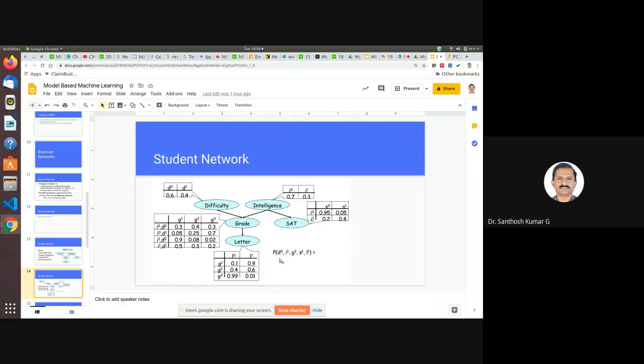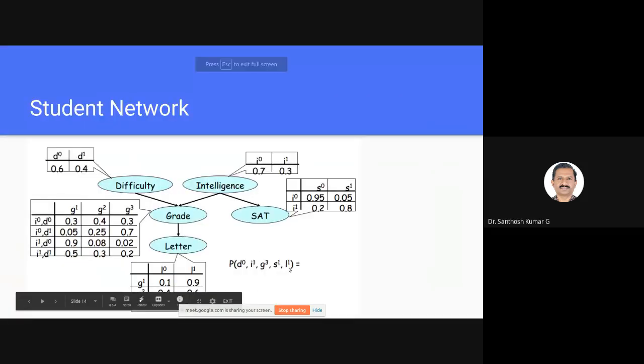So can you calculate this? Looking at the table, can anybody tell whether this is a table or a single value? It's a single value, sir. Yeah. So what will be the value? We can generate that structure: probability of D into probability of I, and the probability of G given D comma I, into probability of S given I, into probability of L given G. No, there's no given. This is a joint probability. Ah, yes. After that, we can apply those values and find out one value.